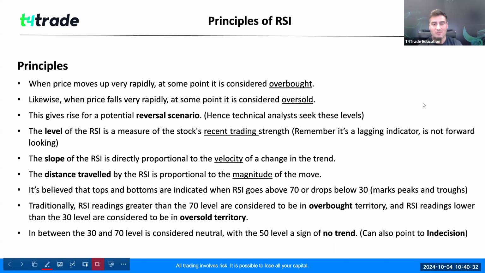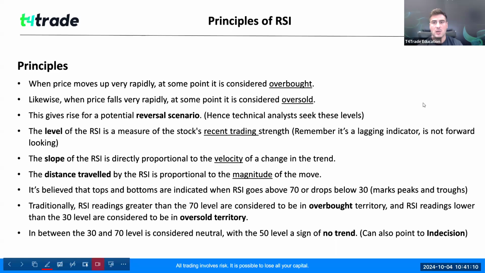For example, if you go from 50 to 70 within 2 trading days or 2 periods, that signifies a burst of buying activity, which foretells that more fast price action may be coming in the near future, and that's where you capitalize. It is believed that tops and bottoms are indicated by the RSI much more quickly than by price action. So in the RSI case, when it goes above 70 and drops below 50 or 30, it marks the trend's peaks and troughs.